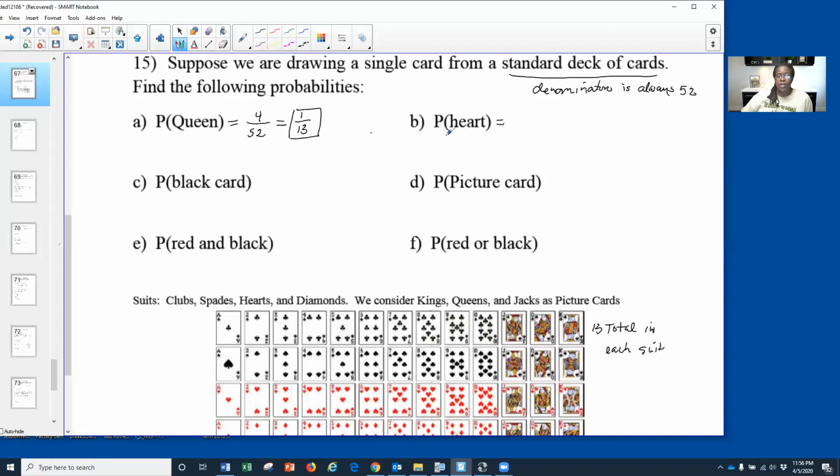All right, so we have the probability of pulling a heart. How many hearts do we have in the deck? Remember, here's our suit. In each suit, we have 13 cards. So we have 13 out of 52. This can be reduced to 1 over 4. All right, we see what we're doing, hopefully. Pause the video here. Try the next 4, and then push play, and we'll come back and check them.